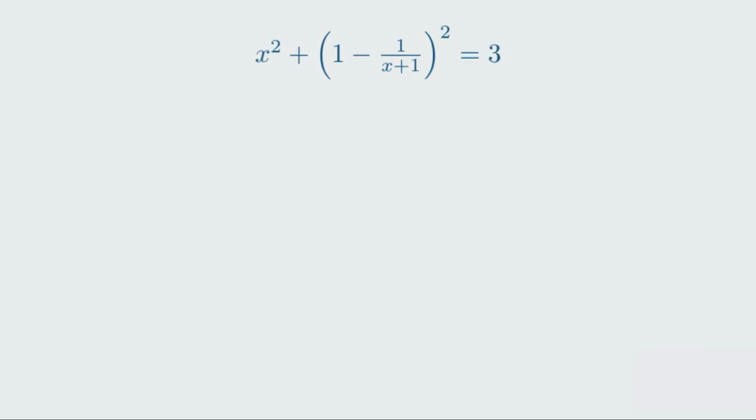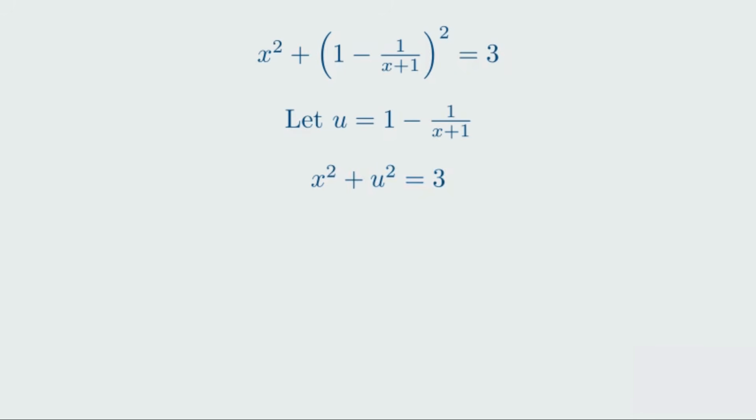Notice the term 1 minus 1 over x plus 1. Let's define a new variable, u, to represent this entire expression. Let's set it equal to 1 minus 1 over x plus 1. With this substitution, our equation becomes much simpler. It simplifies to x squared plus u squared equals 3. This is a much more manageable equation than what we started with. But how does this help us? We've just introduced a new variable.